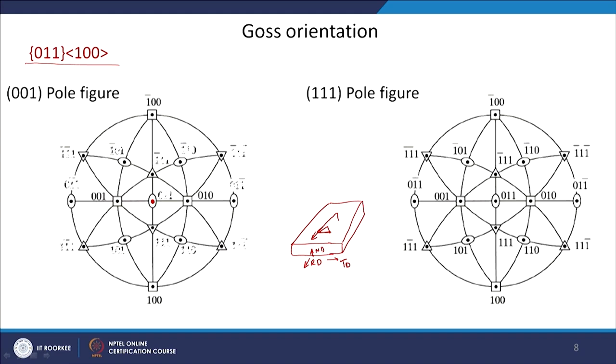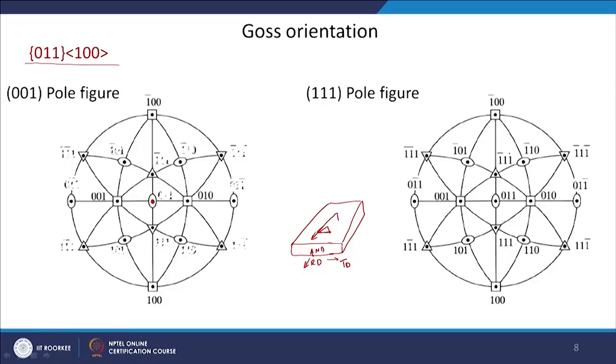Okay, so you can see that only these particular poles are shown. And if I am looking at a 111 pole figure of the same grain orientation, of course, I will remove all the other poles here and I will keep only the 111 poles. So you should be able to see only the poles which I am highlighting here now, instead of removing. So you will see all these poles.